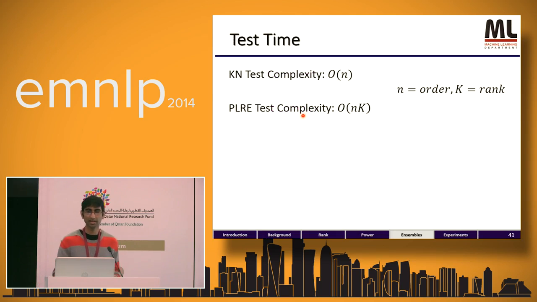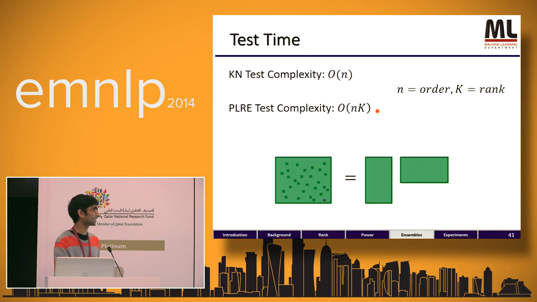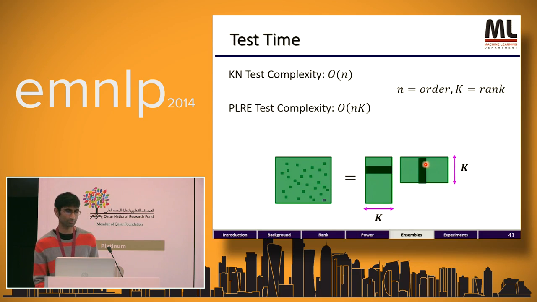Okay, test time. I talked a little bit about this before, but basically Kneser-Ney is obviously very fast. It's O(N), where N is the order. Our approach only has a factor of K overhead, where the K comes from having to compute an element in a low-rank diagram, I have to compute the dot product of two K-dimensional vectors, which you can do with a matrix library.